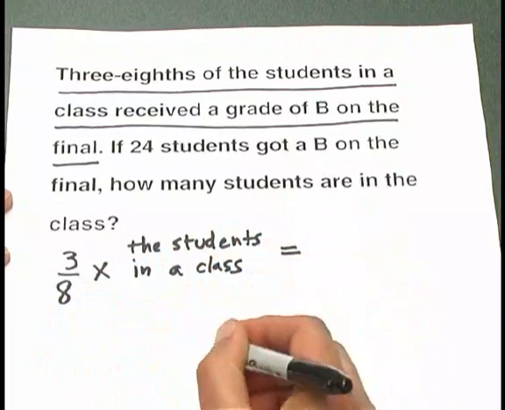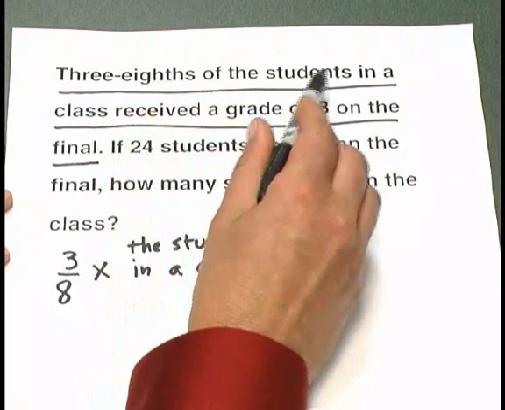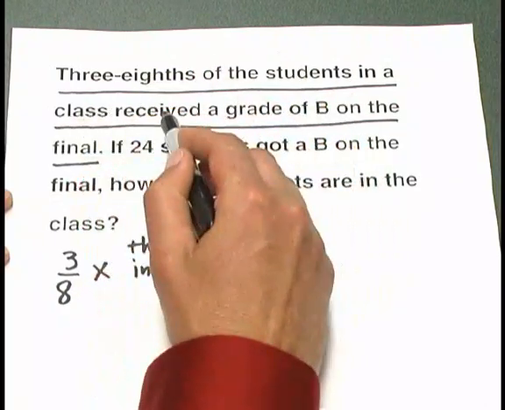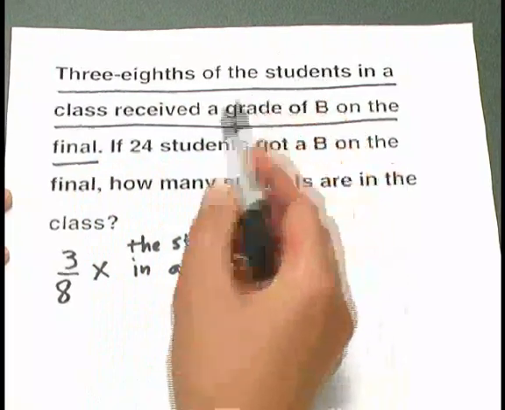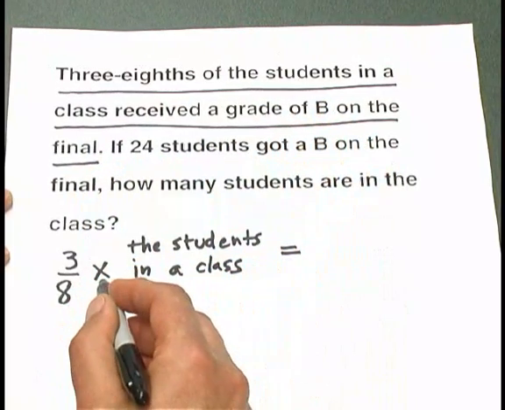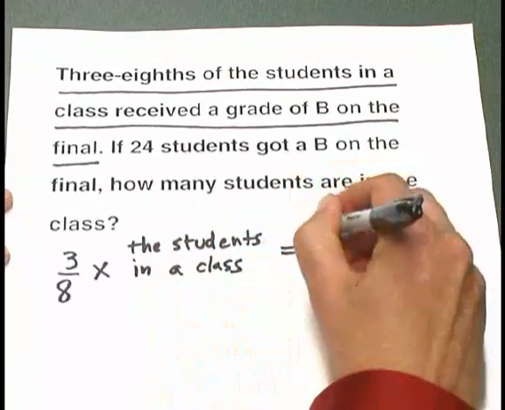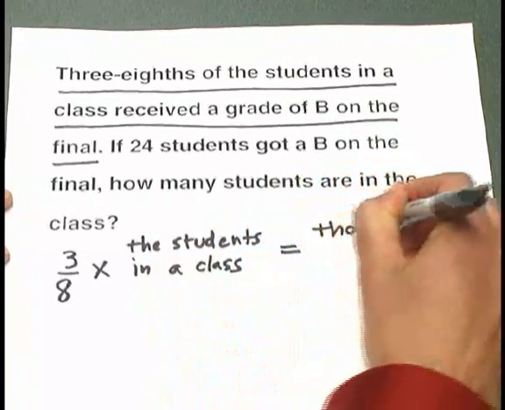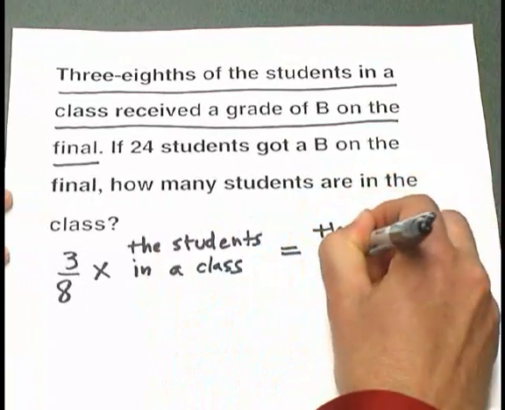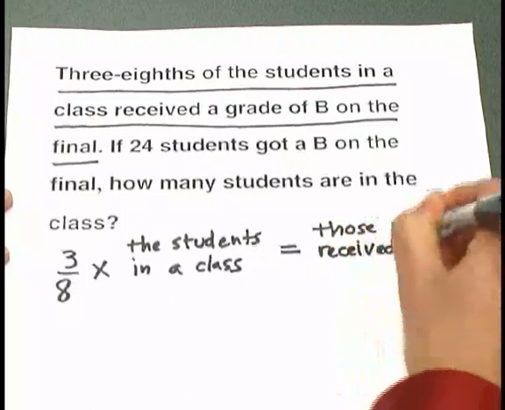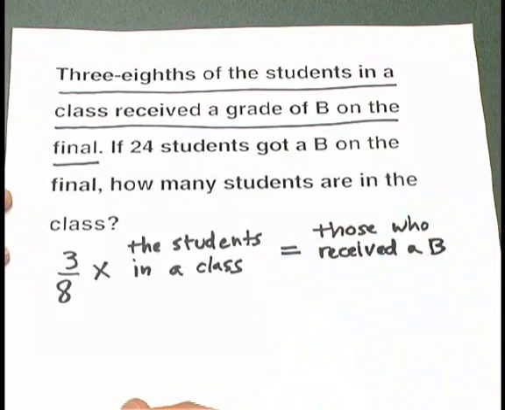That's got to equal something. Let's go back to this sentence. 3/8 of the students in a class received a grade of B on the final. That means 3/8 times the students in a class equals those who received a B grade. Okay, so now we have our word equation.